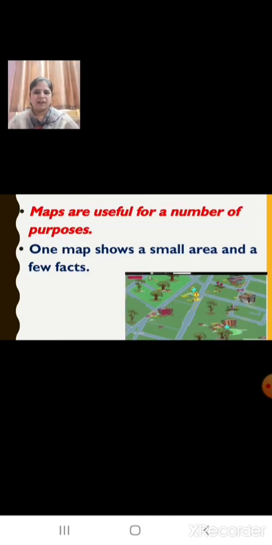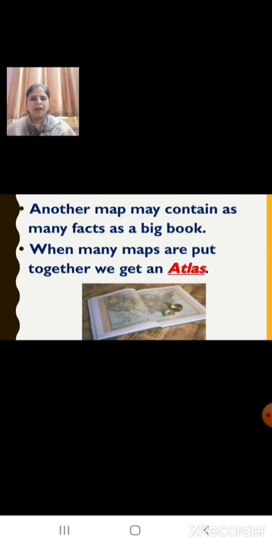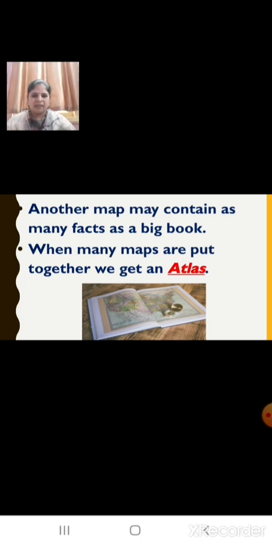So, we can understand that the maps, they are very useful for a number of purposes. Here you can see the image. This map is showing us a small area and a few facts about that area. And another map may contain as many facts as a big book. Children, have you seen an atlas book? So, when many maps are put together, we get an atlas.